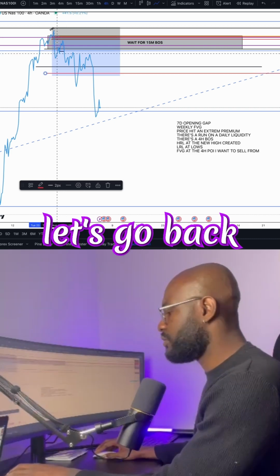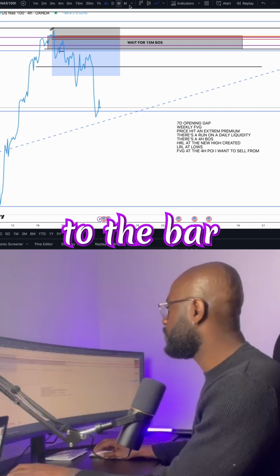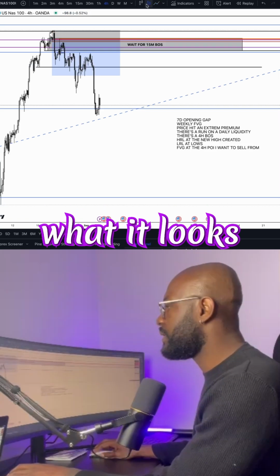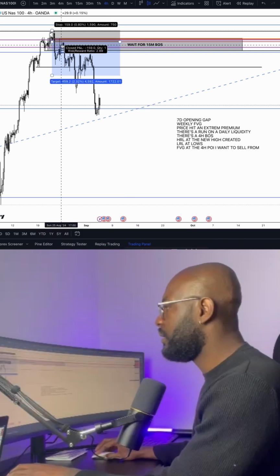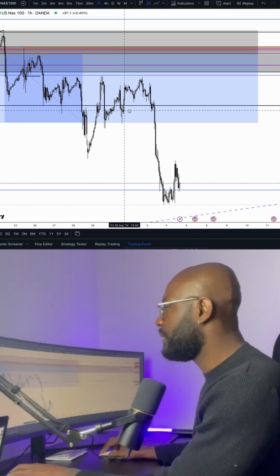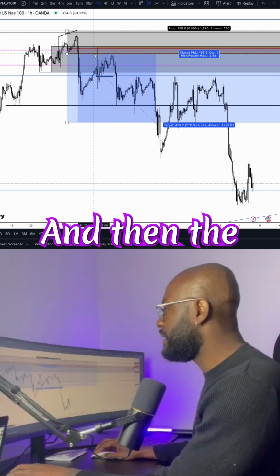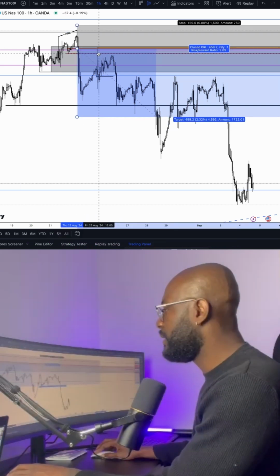Now let's go back to the bar chart to see what it looks like. And you can pretty much see how perfect that is. Perfection. Price literally came into that position, tapped it in, and then the next thing we saw was a sell-off. You can literally see that right there.